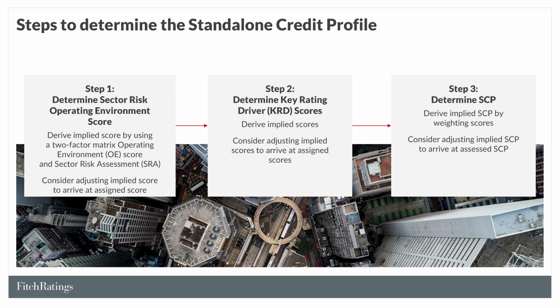The SCP reflects an NBFI's intrinsic credit strength, excluding any potential extraordinary external support. In other words, where extraordinary support is not relevant, the assessed SCP is the sole driver for the IDR. Fitch follows 3 steps to determine the SCP. The first is to derive the Sector Risk Operating Environment, or SROE score. This incorporates both a jurisdiction-based operating environment, or OE score, and a sector risk assessment, or SRA, upper boundary.